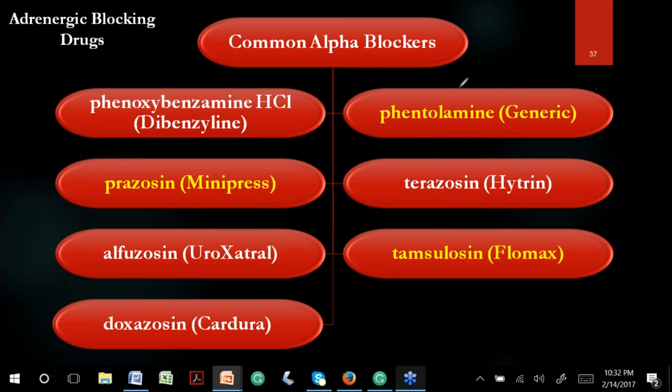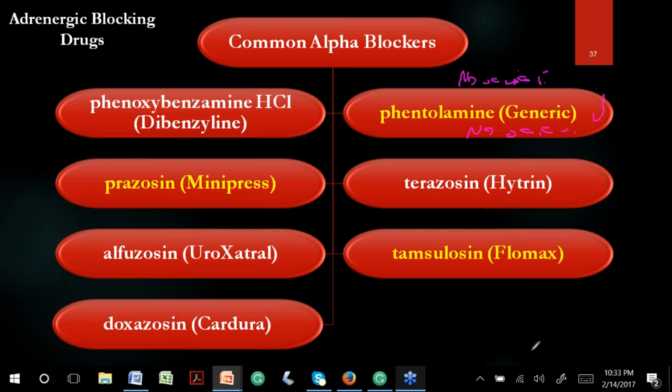Okay, the phentolamine is going to be the non-selective. Non-selective. And the pen is not working. Okay, this is non-selective. I cannot print it right now. Anyhow, so here we have phentolamine is non-selective.